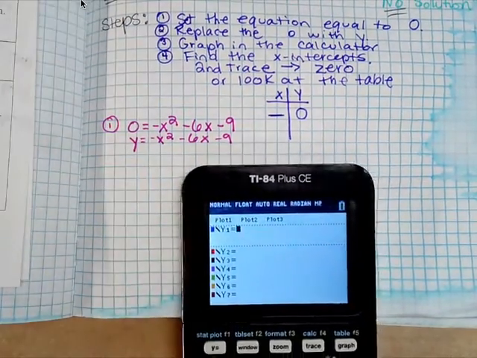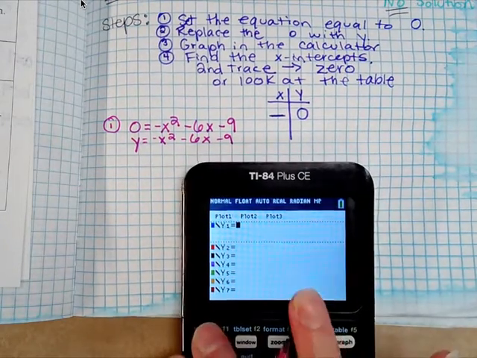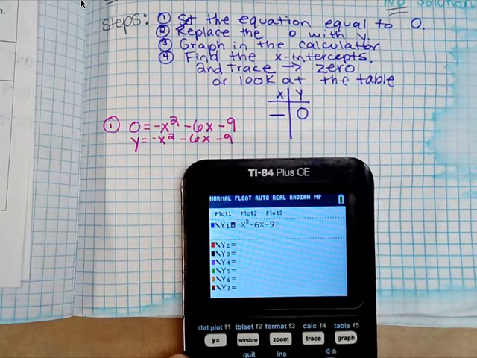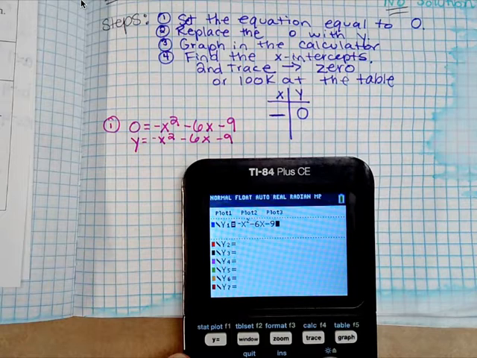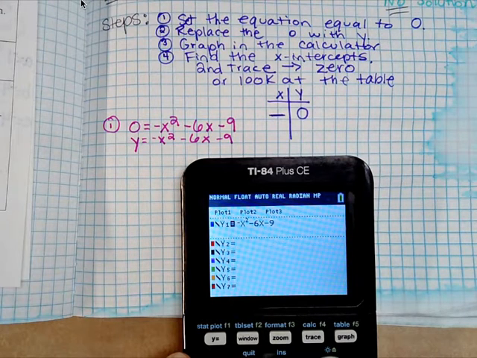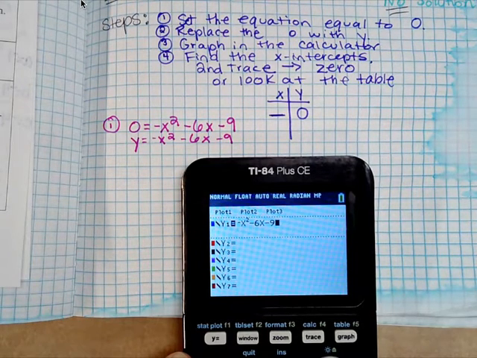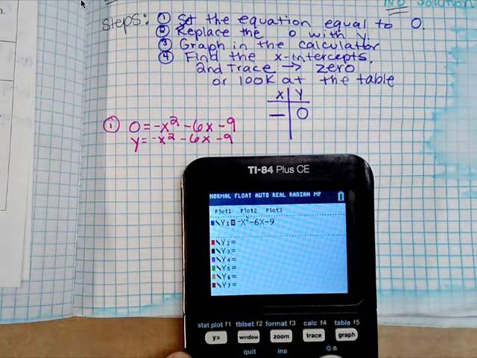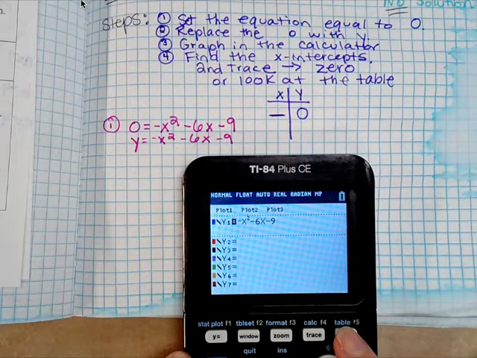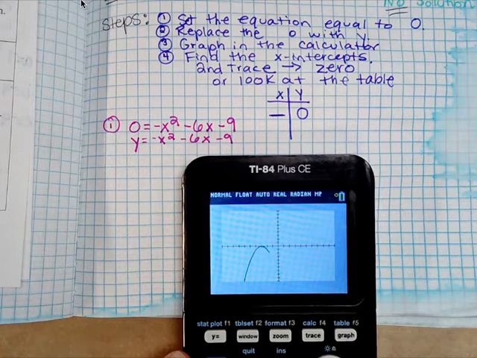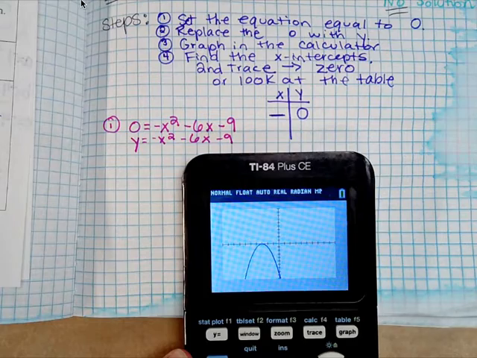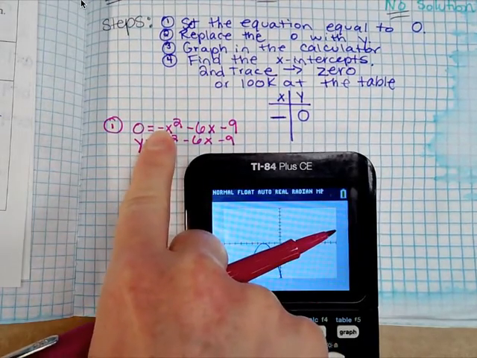Step 3, graph in the calculator. So go to y equals and put it in. Show it to the people at your table to make sure that you put it in. Everyone needs to have it put in. Okay, hit the graph. Make sure y'all's graphs look the same. Check each other. It should be upside down because the x squared is a negative.